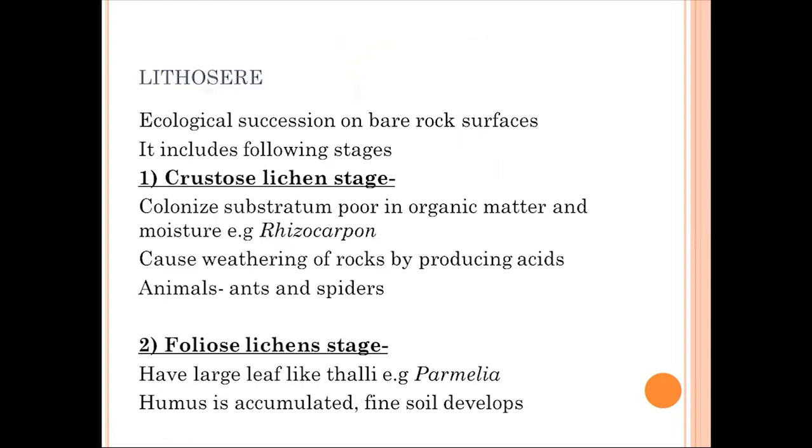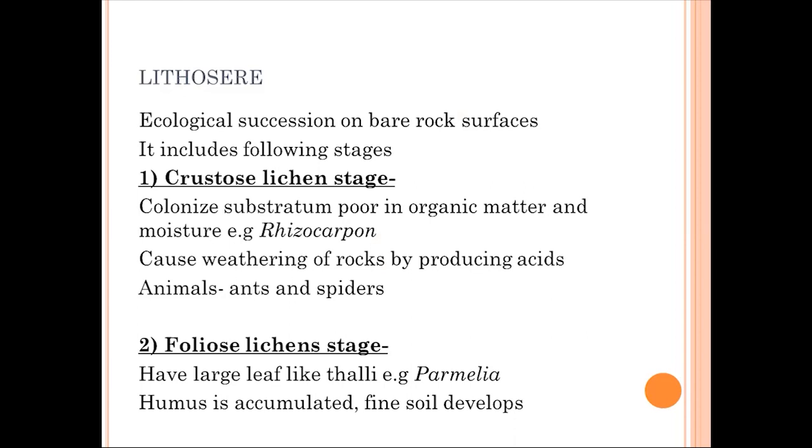Then now let us look at the lithosere. Lithosere is an ecological succession which occurs on bare rock surfaces. Previously, we have discussed the meaning of lithos. Lithos means stone. So, the ecological succession which occurs on the barren rock surface is known as a lithosere. So, it includes the following stages.